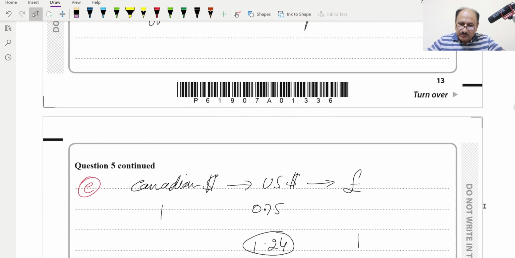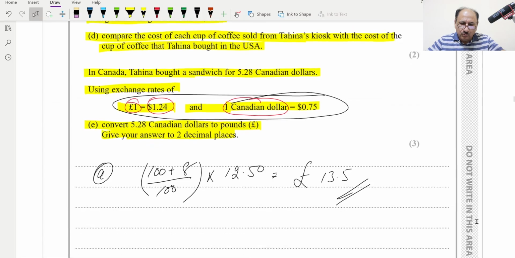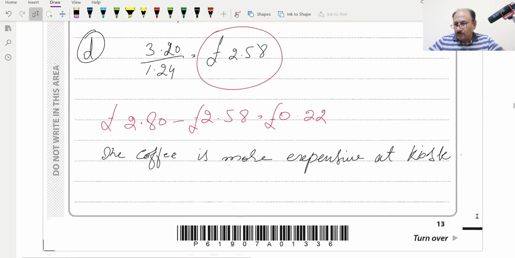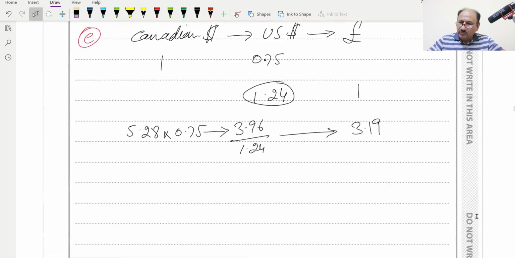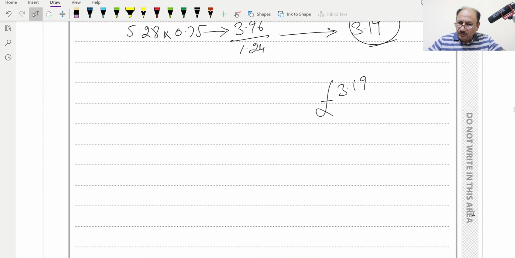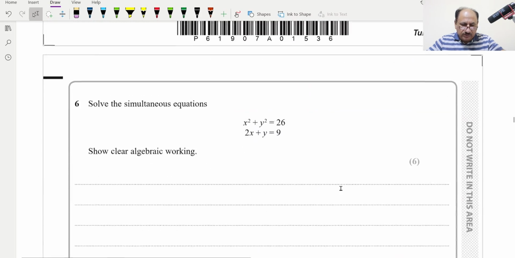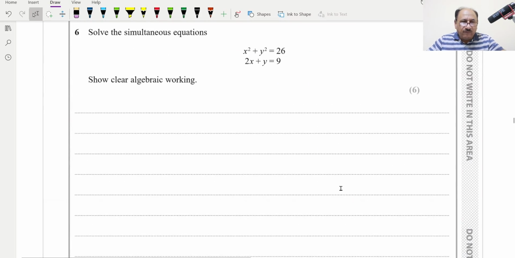They are saying answer should be two decimal places, so this will be our final answer, which we have written over here. This will be 3.19 pounds. This will be our final answer for this part. Hopefully you understand this. We are done with question number 5. Now question number 6 is an easier one.